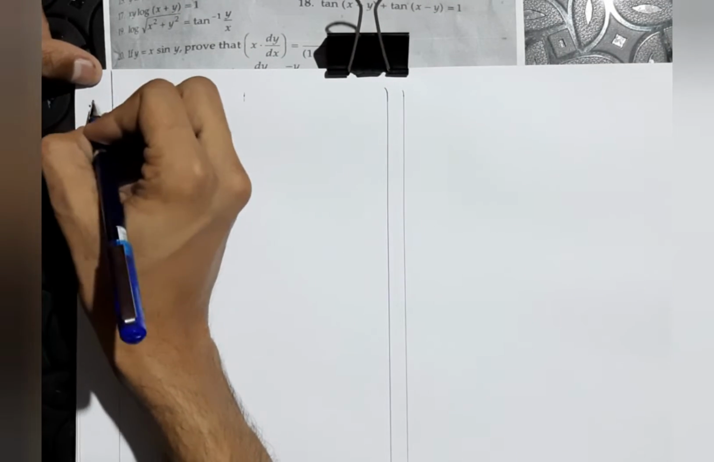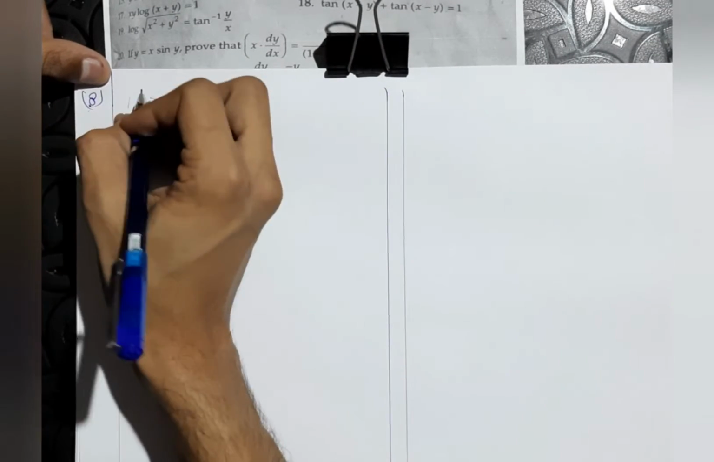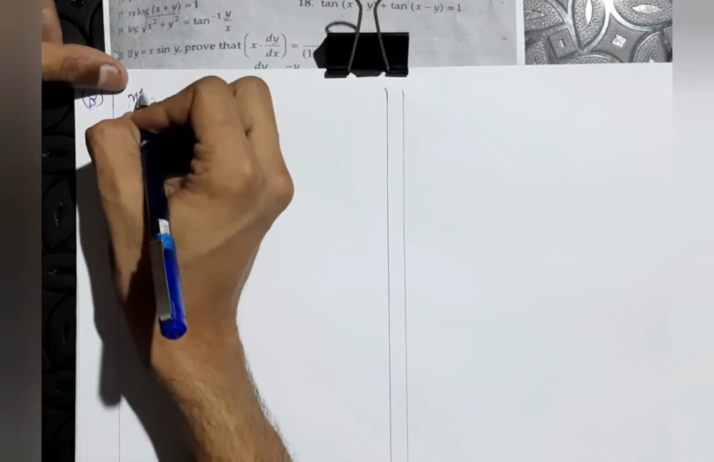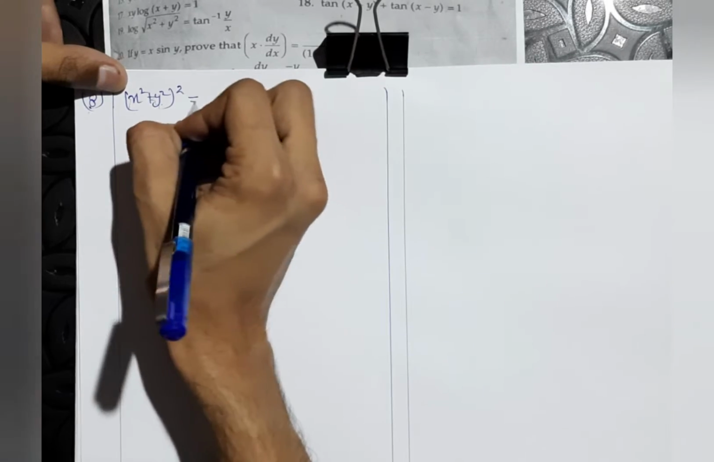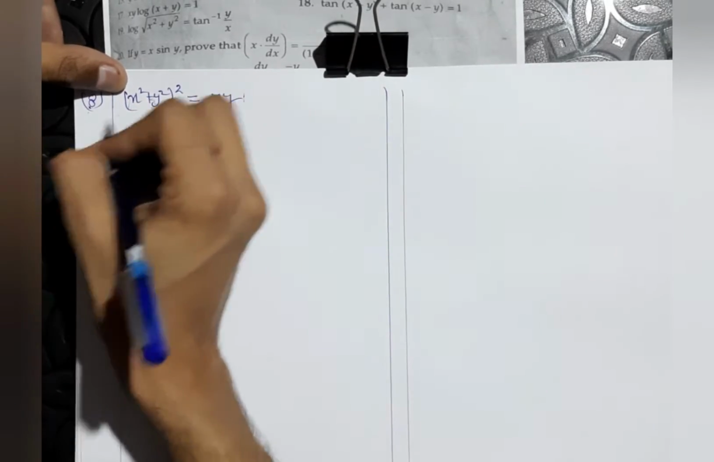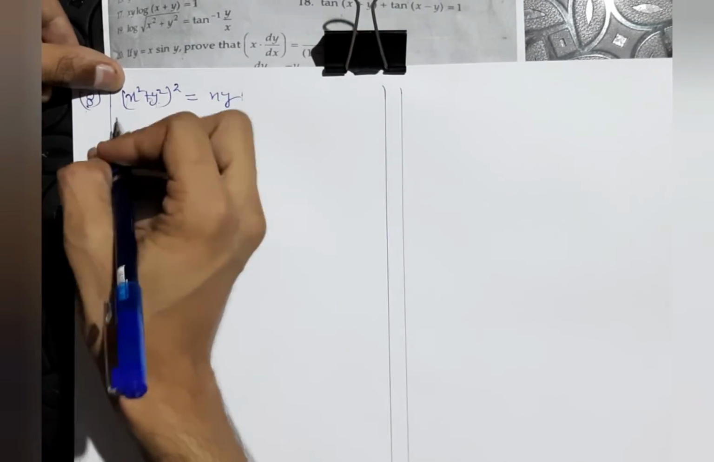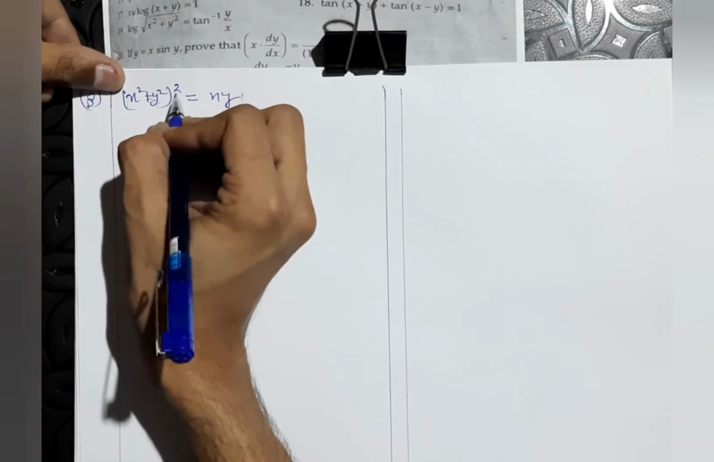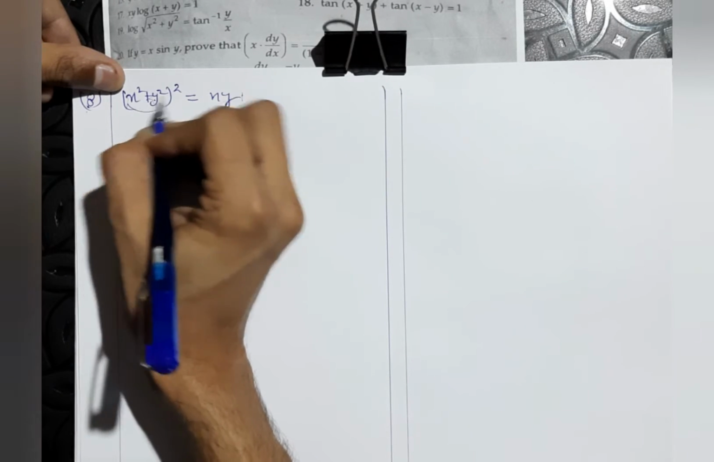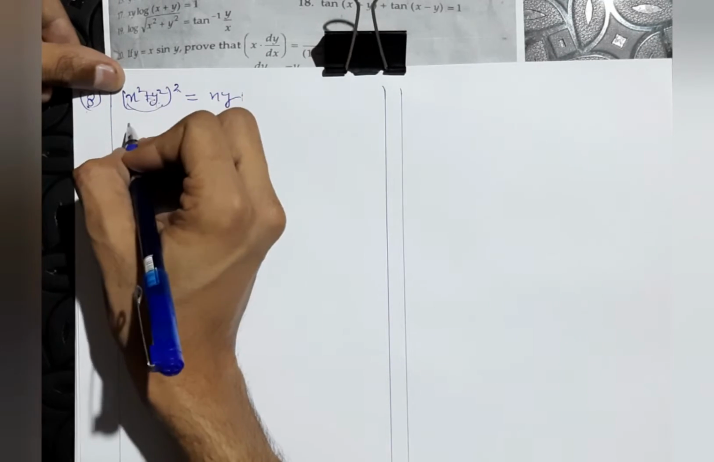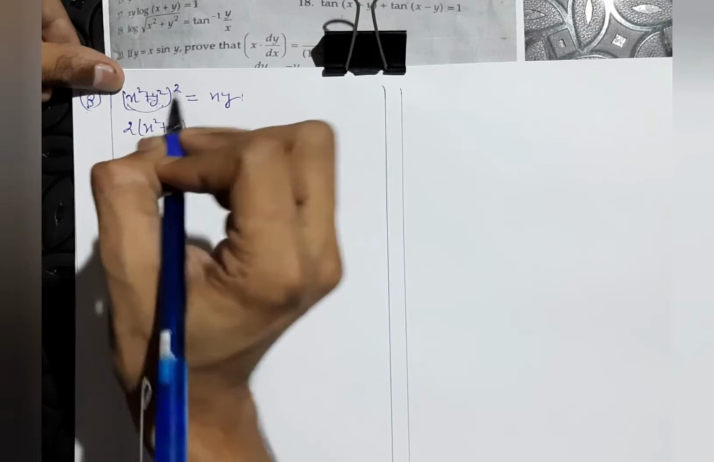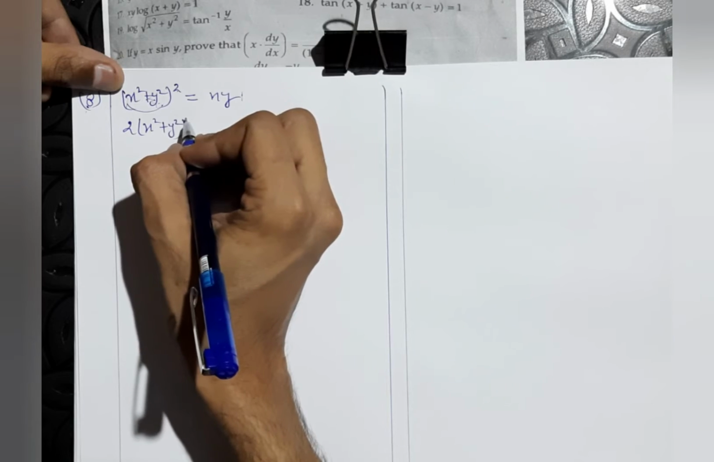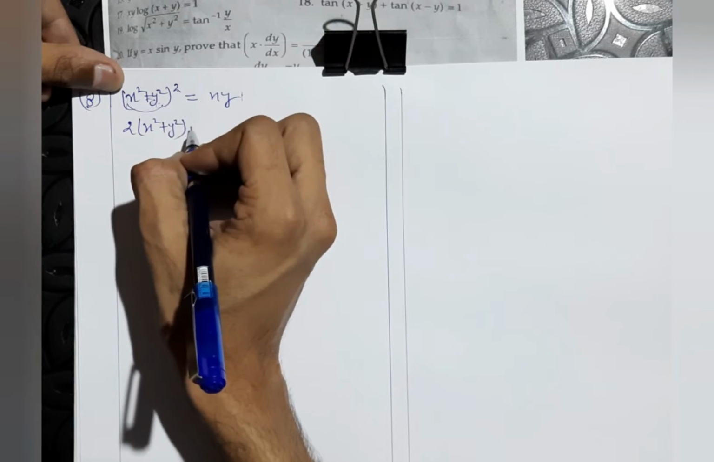So in question number 8, (x² + y²)² = xy, and we have to differentiate it. Here (x² + y²) is treated as the base, so the differentiation of u² is just 2u, where u is x² + y², and its power 2 minus 1 is only 1, so I am not writing the power.